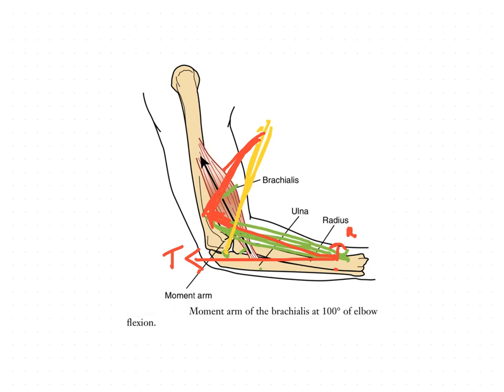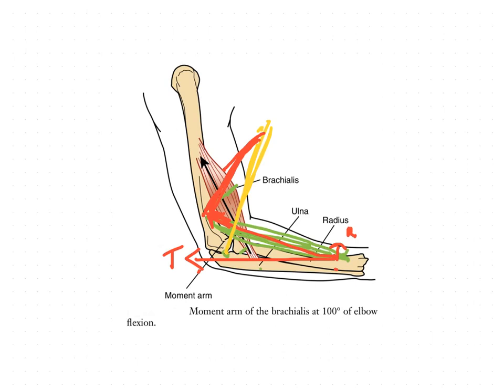Okay, and also higher levels of activity were noted when the forearm was pronated than when it was supinated. Okay, and these are all the muscle actions of the brachioradialis on the elbow joint.